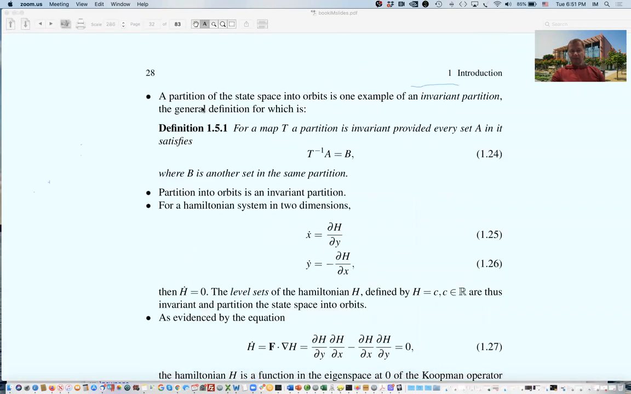So once again, a partition of the state space is a family of sets whose union is the whole state space, and their intersection is an empty set. And the partition of the state space into orbits is actually an example of an invariant partition. The general definition of an invariant partition is: if we have a map T and we have some partition that contains some sets A, maybe indexed by some index alpha, then for every such set A in it, we need to have that the inverse of the map takes that set into another set in the same partition.